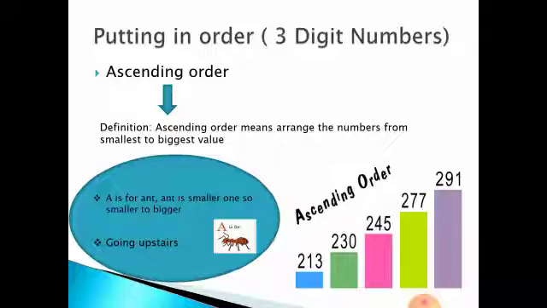Here is an example on the right hand side. The first number which you can see, 213. Then rest of all the numbers are greater than 213 and the numbers are ending at 219, which has the greatest place value. So this is ascending order.